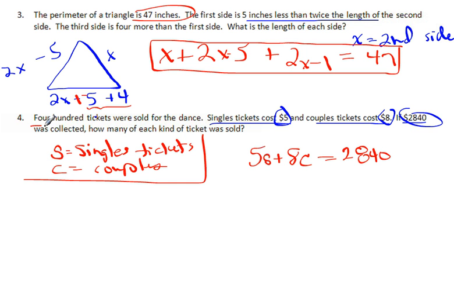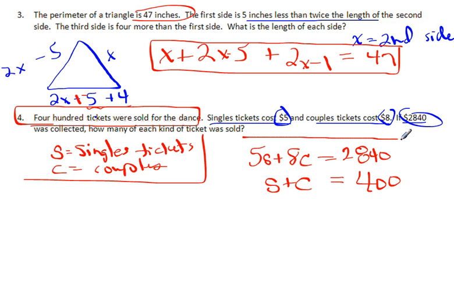Next equation, only information they give us is right here. 400 tickets were sold. Well, that means if I add singles plus my couples, I get 400. That's it.